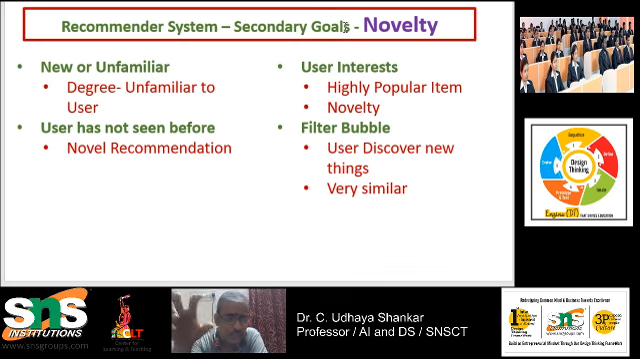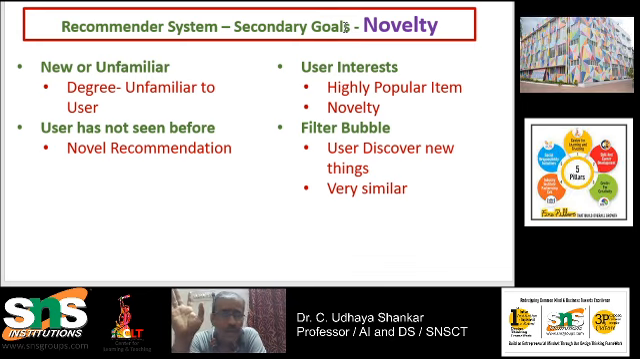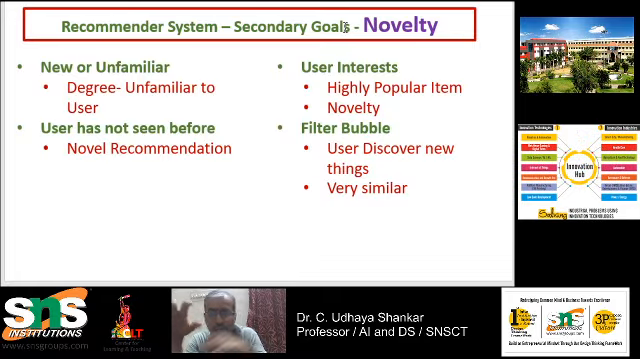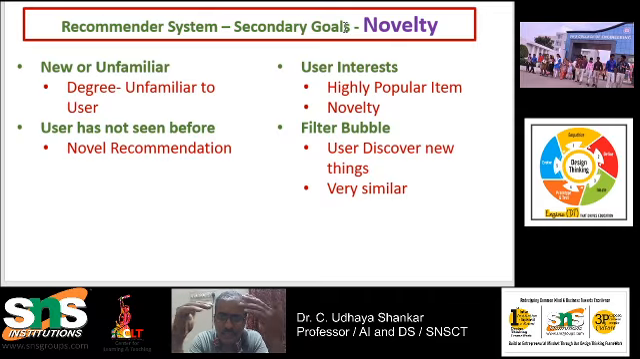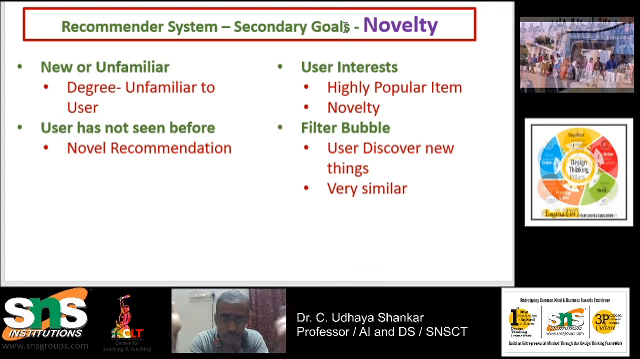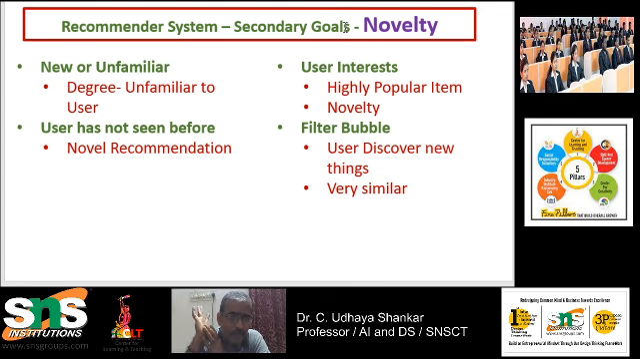So as per the definition of the recommender system, novelty is nothing but the degree to which the recommended item is new or unfamiliar to the user. Hope you are clear. A highly novel recommendation, what do you mean by that? It is, for example, something a user has not seen before and would not have easily discovered on their own. That also comes under the novel recommendation system. Hope you are clear.